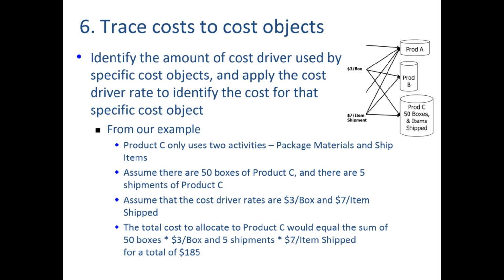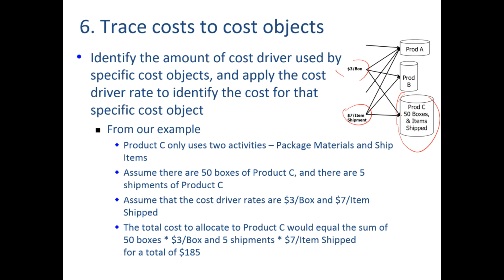The last step is to trace the costs to the cost objects using the cost driver rates that we just identified. What we really want to do is identify how much of each activity is consumed by a particular product. So let's look at product C from our example and determine how much of the overhead cost should be allocated to product C. From the graphic, we can observe that product C uses only 2 activities, package materials and ship items. Okay, so we see only two of those particular activities associated with product C.